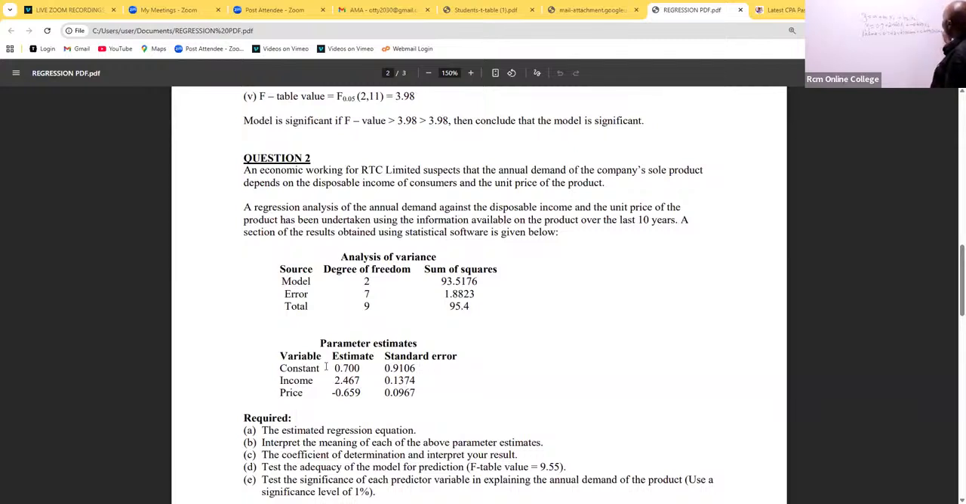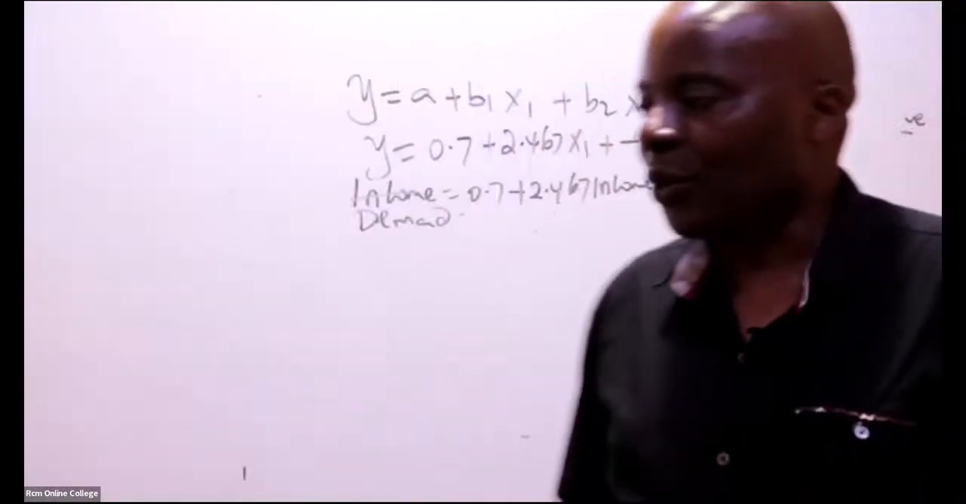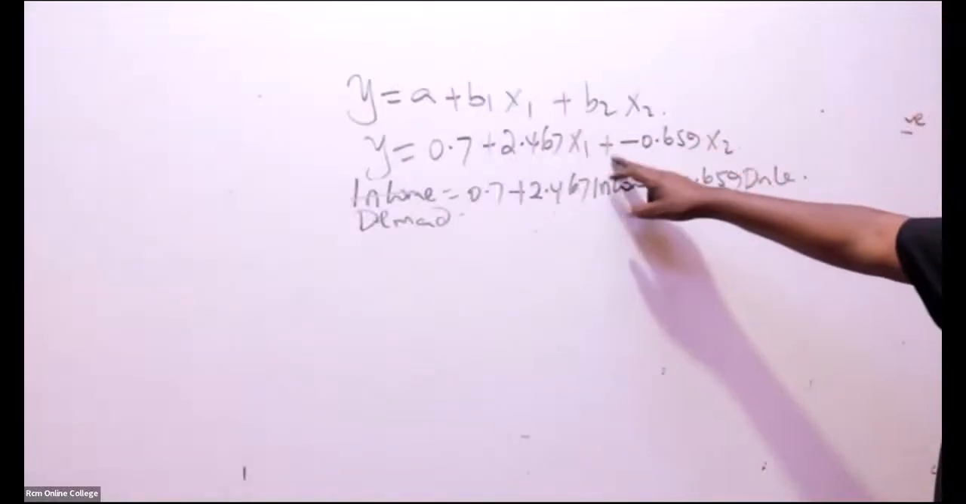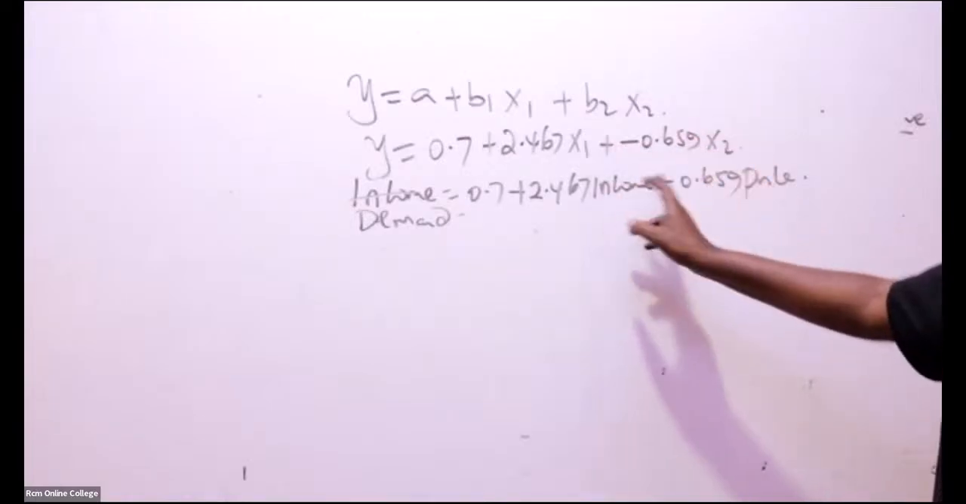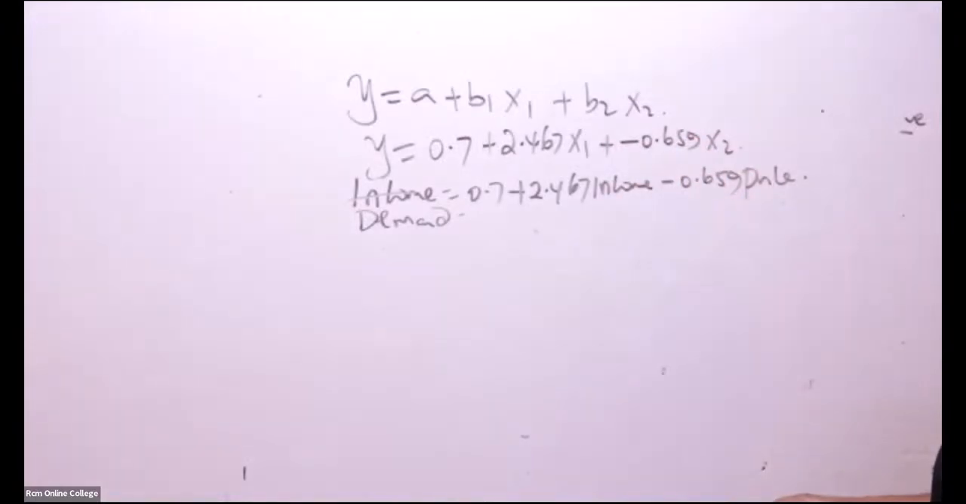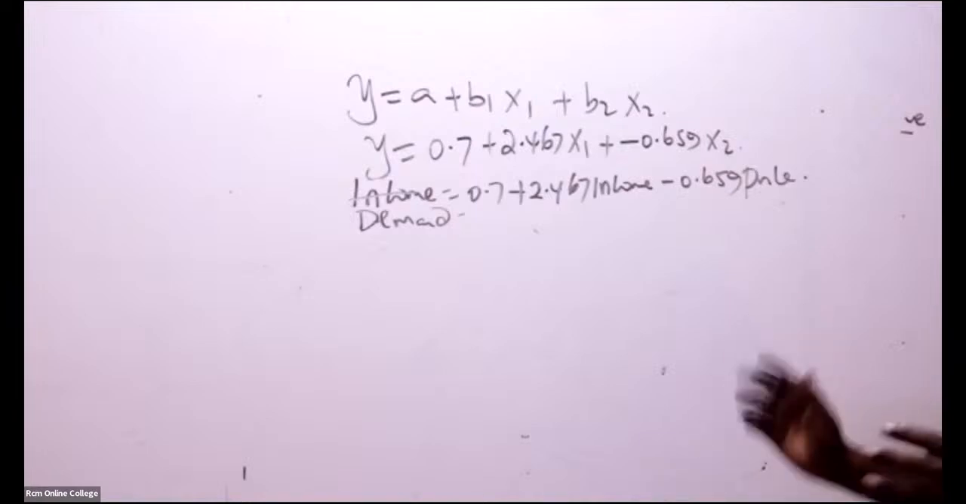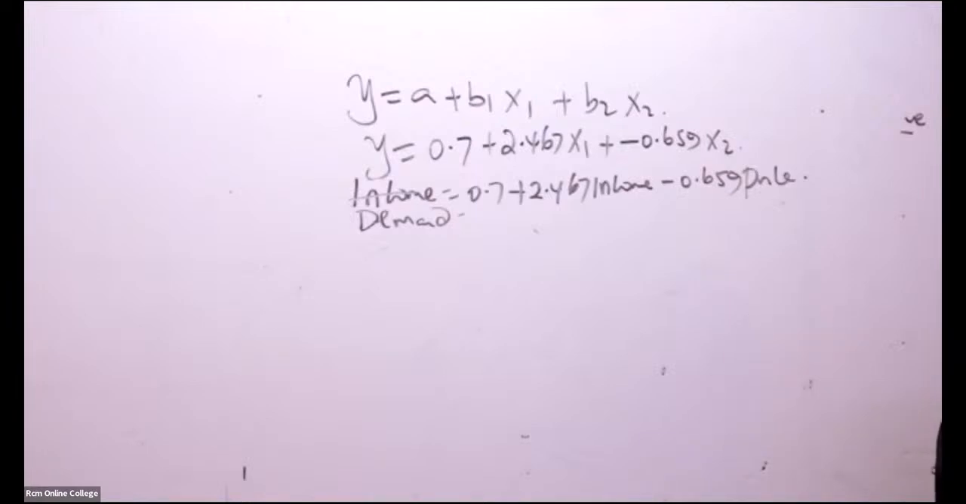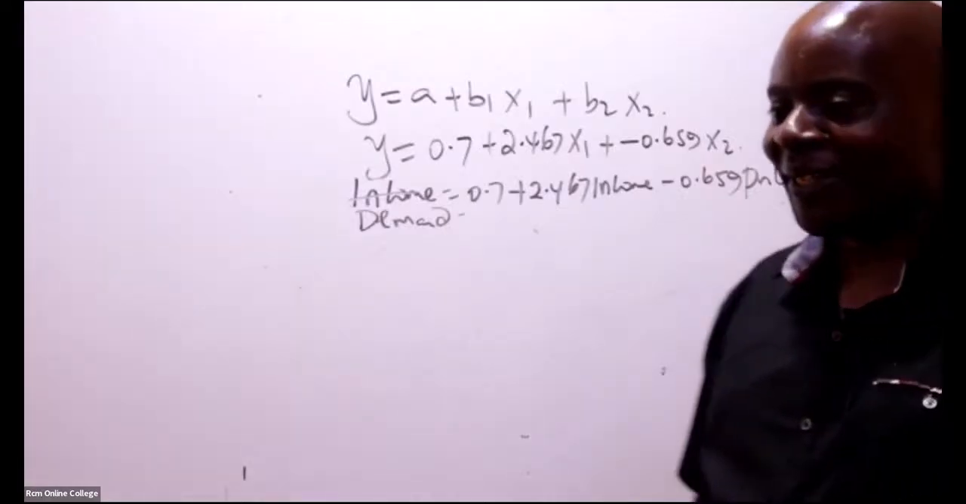So y is not income. An economist working for RTC Limited has annual demand, so this y is annual demand. This is what was expected of you in Roman 1. You can either leave it like this, with a minus sign, or put in the variables like that. Is there somebody who was able to get this correctly? Anybody who thought of it the way I've done it? Great. Thank you so much.